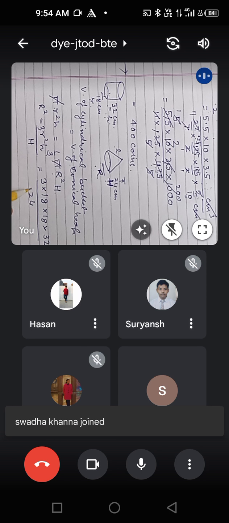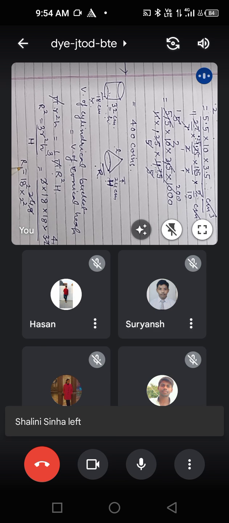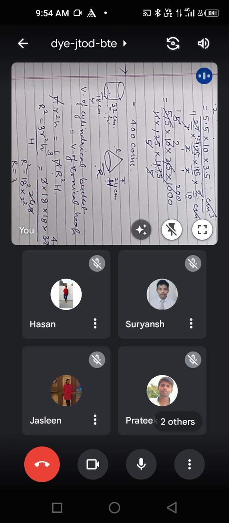Here you see, 3 ones are 3, 8 3s are 24, 8 ones are 8, 8 4s are 32. So R square is equal to 18 square into 2 square, because 4 means 2 square. So capital R square equals 18 square into 2 square. If you take the square root now, capital R will be 18 into 2, that is 36 centimeter. This point is clear? The radius of the heap is now 36 centimeters.